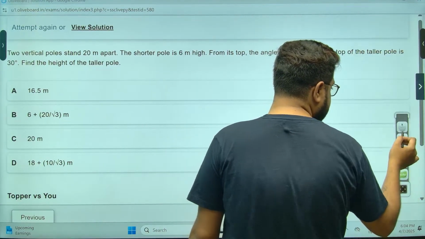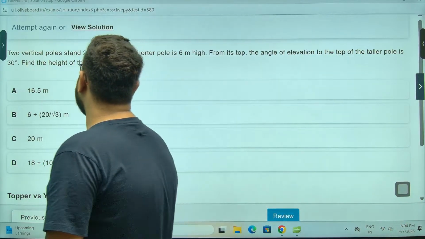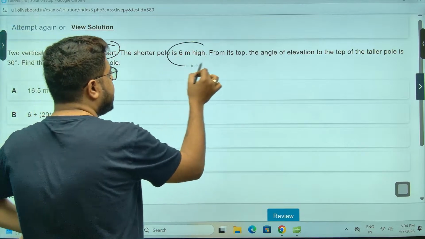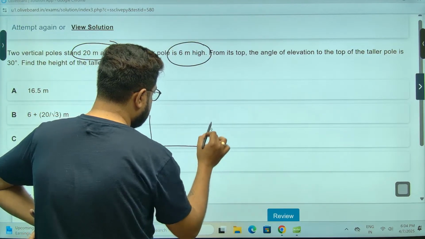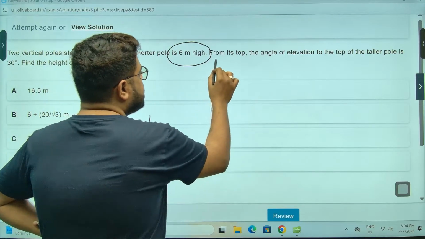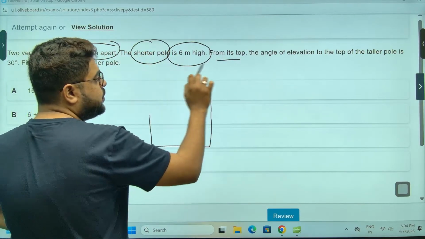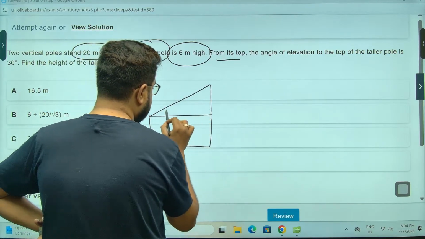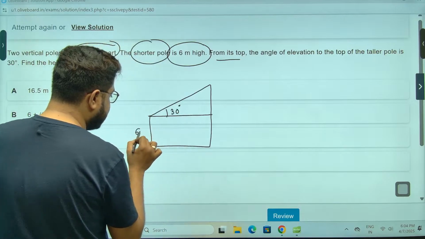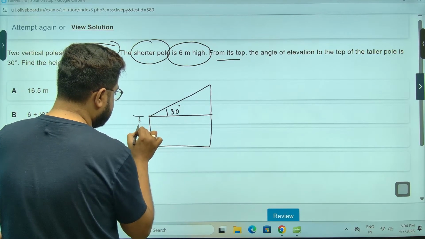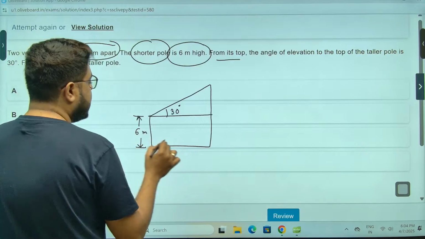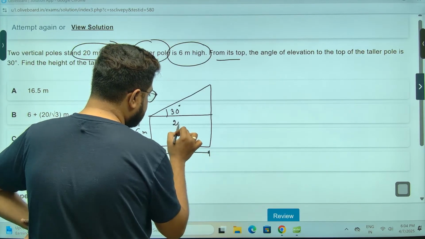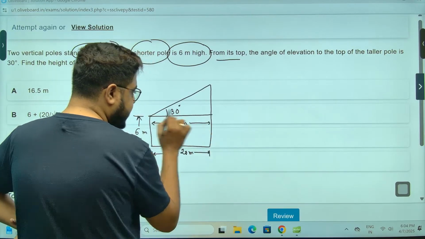Two vertical poles are 20 meters apart. One is shorter, one is longer. The shorter is 6 meters high. Let's make the figure. From the top of the shorter pole, the angle of elevation of the top of the taller pole is 30 degrees. This height is given as 6 meters, and they are 20 meters apart. Meaning this is also 20 meters, because it is a rectangle.